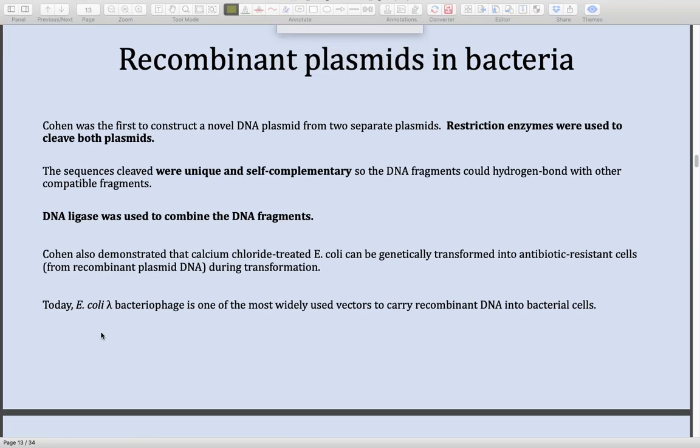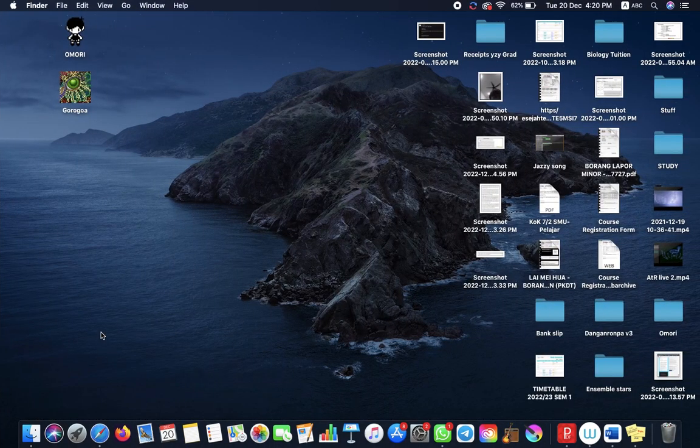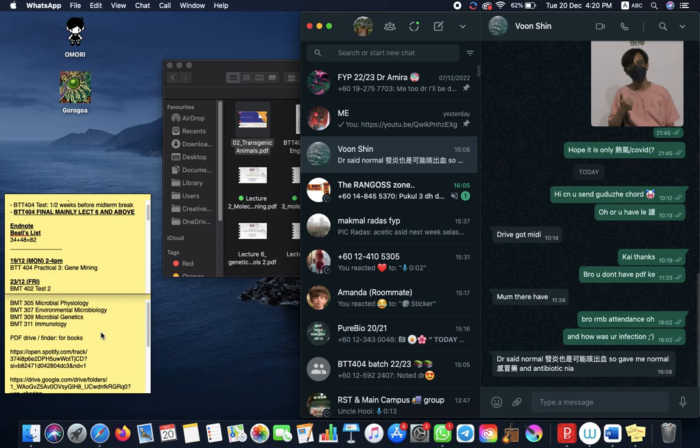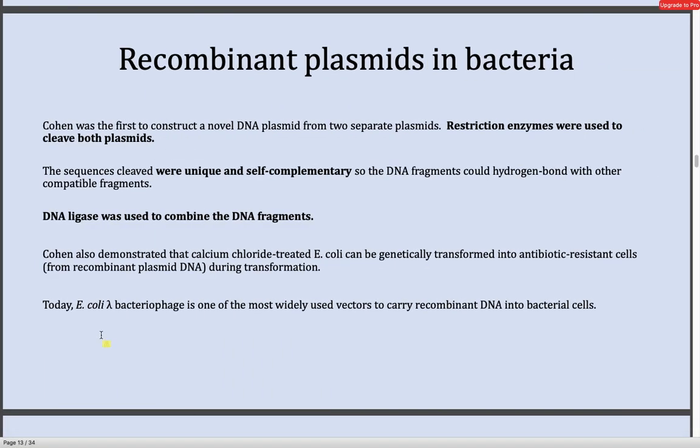So the person who discovered all of that in the slide before, his name was Cohen. He was the first one to actually construct a novel DNA plasmid using two separate plasmids. And again, he used restriction enzyme. Today, this is done very, very commonly.